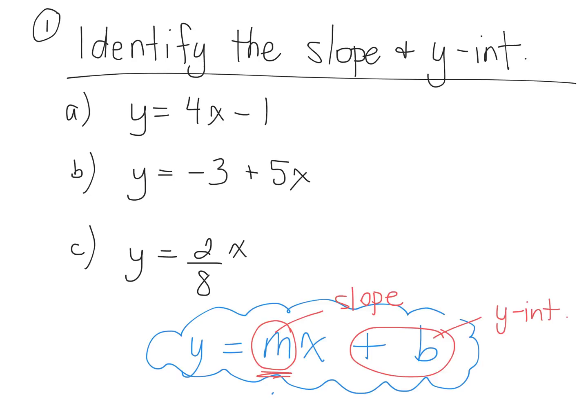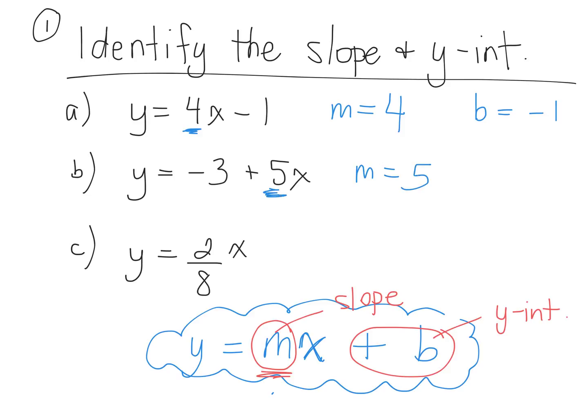Okay, so let's look at A. What is the slope of the line? You do not include the variable x because that's a variable, it's unknown. The slope is just 4. What is the y-intercept? What is b equal to? Tracy? -1. Good. The slope is equal to, excellent, the coefficient of x.